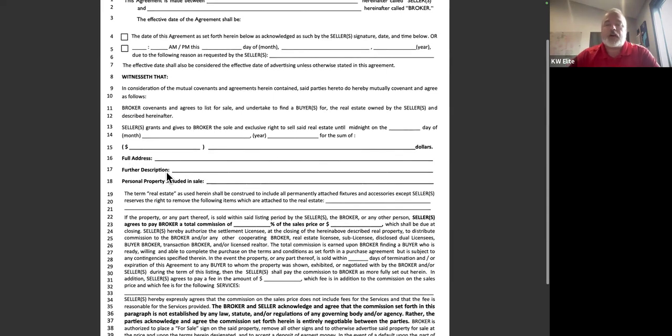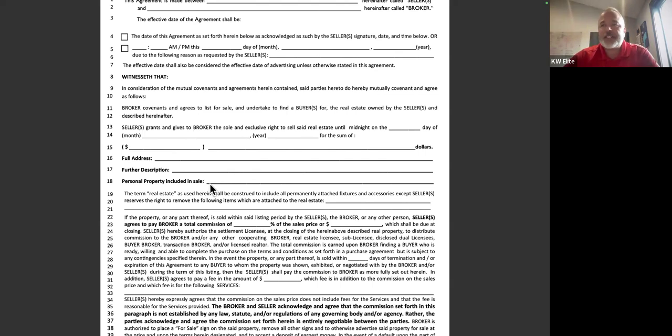Further description. Where I always put here is what type of property it is. So is it a single family residence? Is it commercial? Is it land? Is it farm? Is it a duplex? You want a description that describes what type of property you're selling. For 95% of you, it's going to just be single family residence.